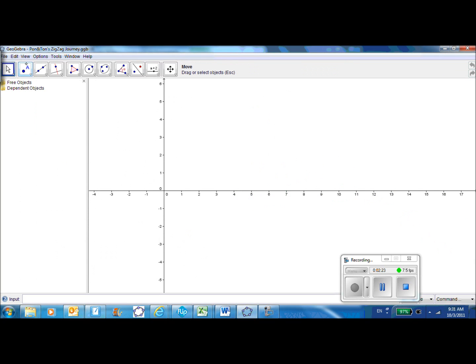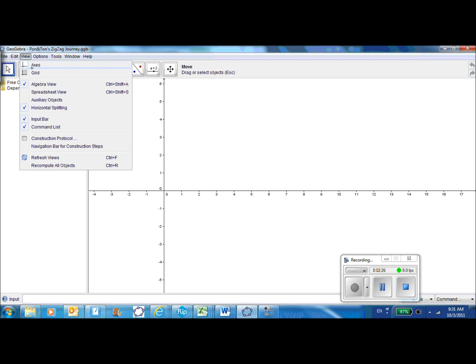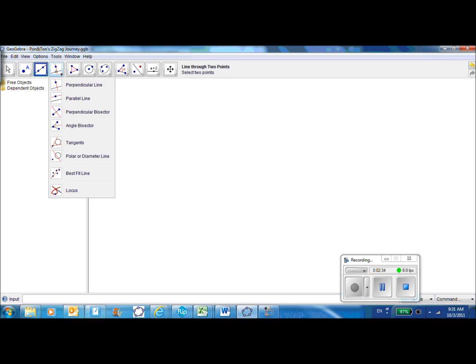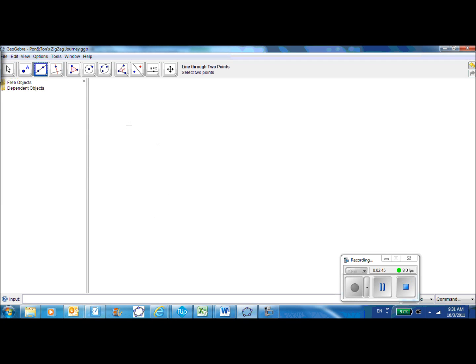Yeah, this view. It's under View. We don't want the axes. So there you go, that's cleaned up. And now let's make our two roads, and that's going to be a line. So we want to make a line, and this will be our first line. There you go, we got A and B. Put this over here like this.